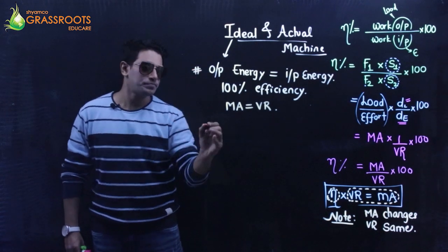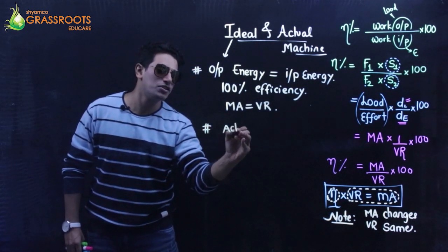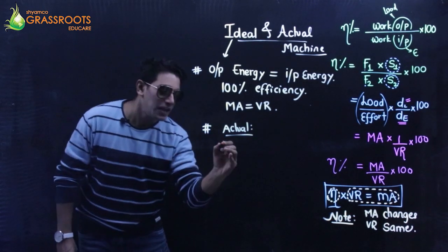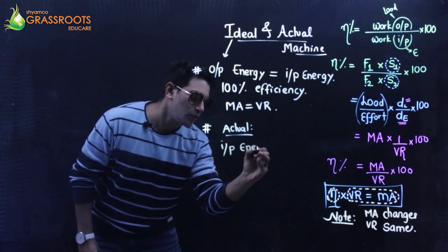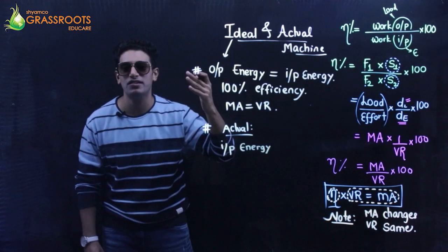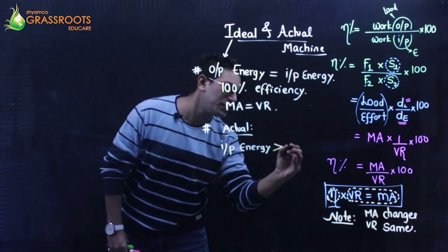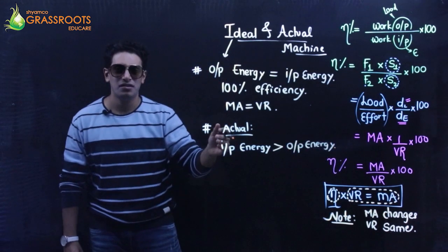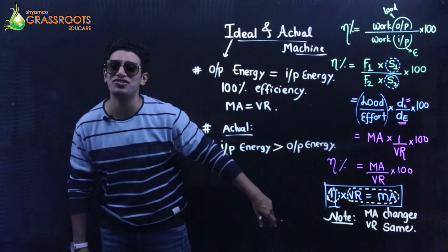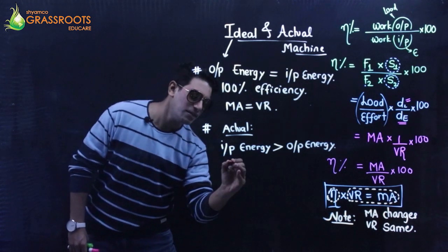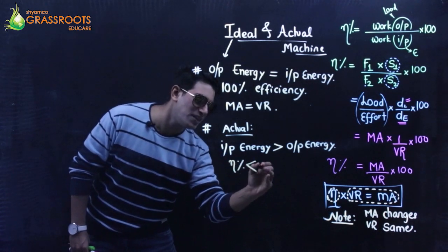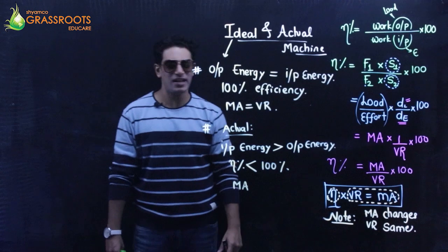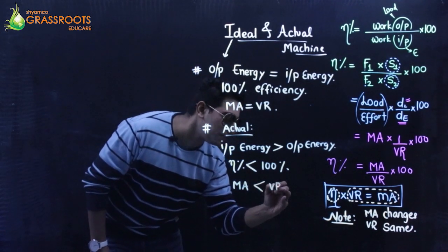This is for an ideal machine. If I'm talking about an actual machine, the realistic approach in life, always remember, input energy, how much I give, is always going to be greater than how much I get. It is always going to be greater than output energy. That is, the work output is going to be less than the work input. And I can say efficiency percent is always going to be less than 100%. And mechanical advantage is always going to be less than the velocity ratio.